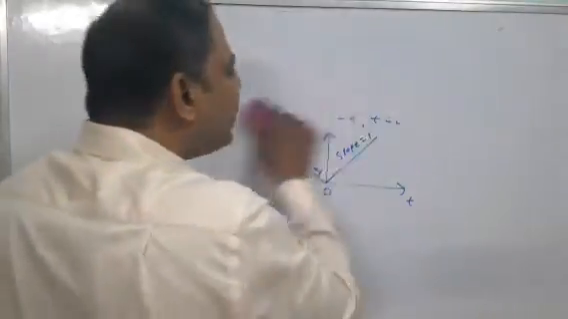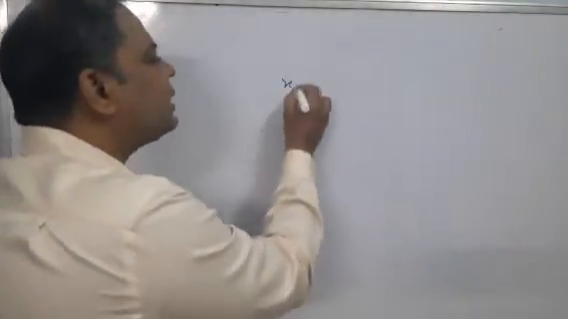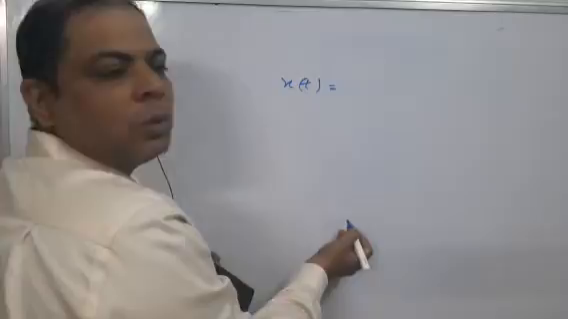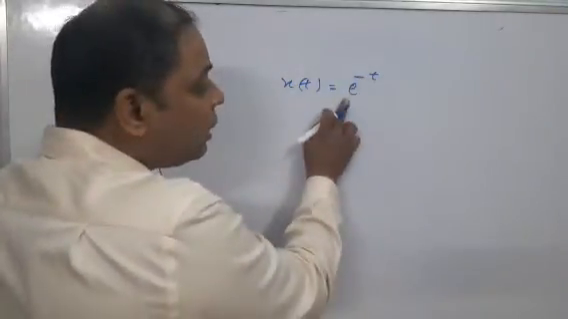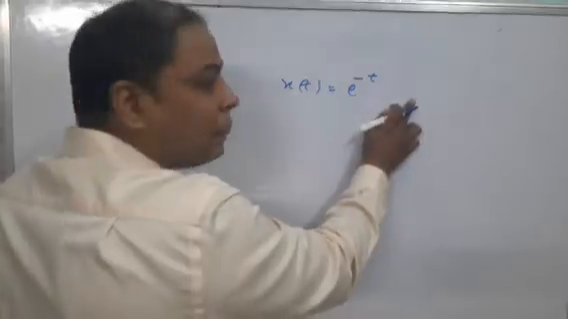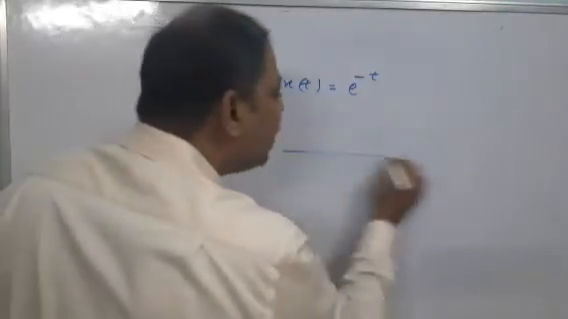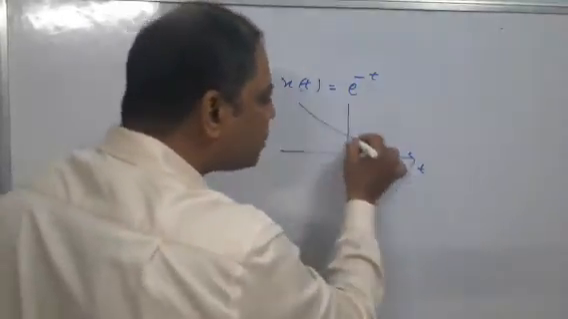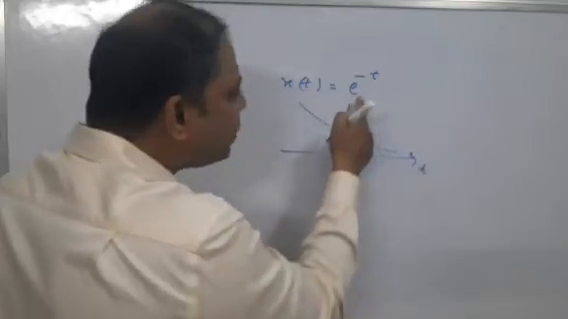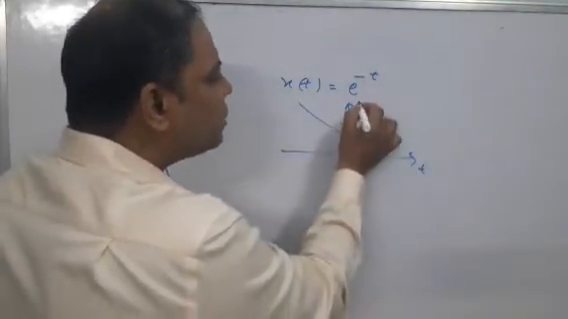Okay? Now again see, suppose the signal is x(t) is equal to e to the power minus t. Now nothing is mentioned for t. That means you have to sketch for the entire time axis t. Here you have to sketch for the entire time. That means this is an exponential decay function. And at t equal to 0, e to the 0 is 1. At t equal to 0, the value is 1. This is an exponential decay function. So this is your x(t).